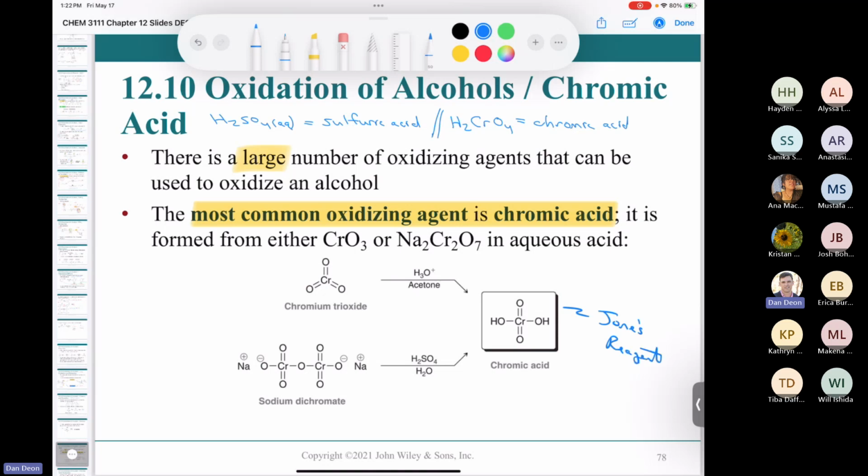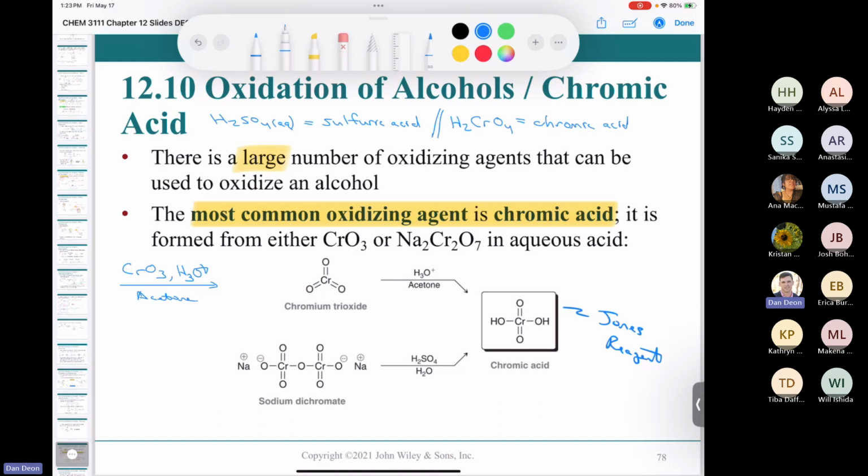Our textbook doesn't call it the Jones reagent, but if you do a Google search, sometimes people call it that. So there are 2 ways to make chromic acid, and they involve quite a few moving parts. The first one is to mix chromium trioxide, aqueous acid, and acetone. So if you were to put that in a reaction, you'd say CrO3, H3O plus, and acetone. That's one way of making chromic acid.